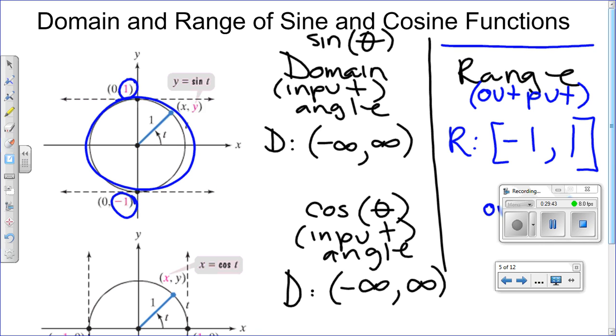If I was to draw that sine wave, this will be positive 1, and this one will be negative 1. But we'll learn that in section 4.5.